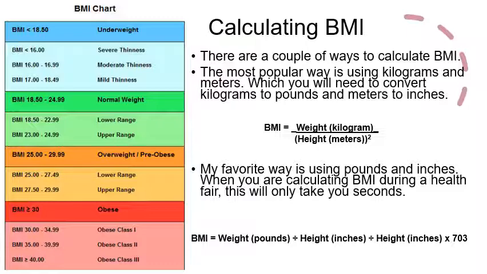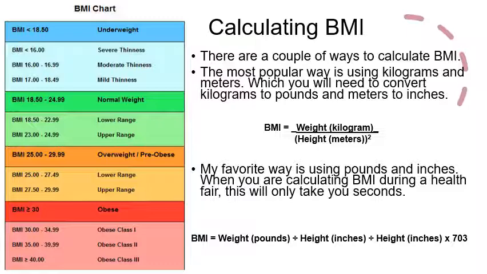So the formula is BMI equals weight in pounds divided by height in inches divided by height in inches times 703. So you're wondering where the 703 came from. Whoever made up this formula probably figured it all out. So to me, it's an arbitrary number, but it's probably a very scientific number, and it works. That's the important part. It works.